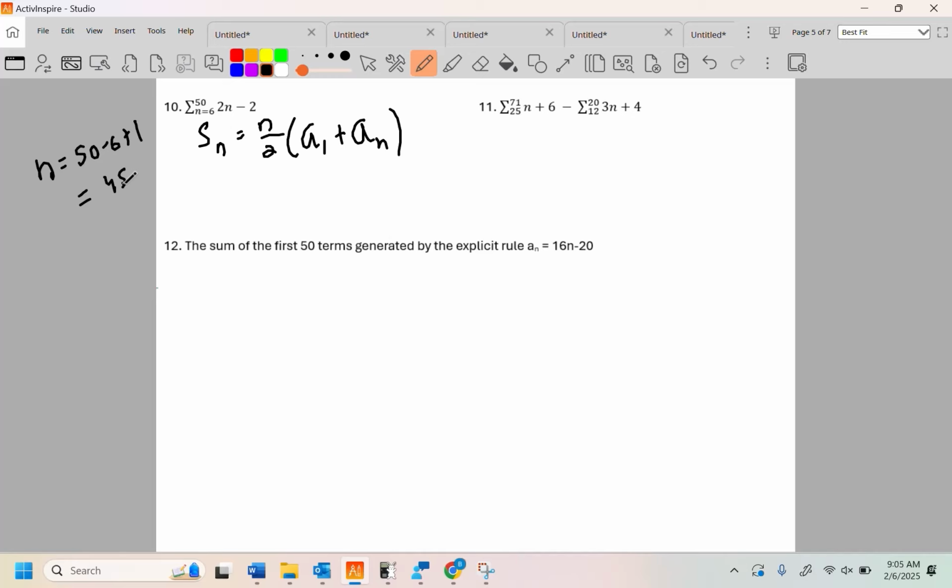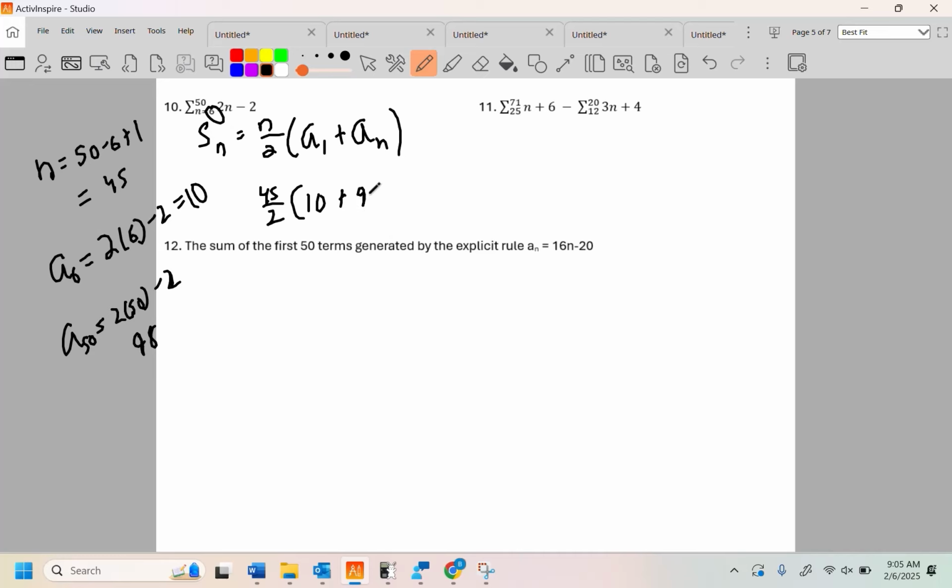And now we're going to plug things in to find the first term. The first term is actually called a sub 6. You find it by plugging in a 6. 12 minus 2 is 10. The last term is called a sub 50. You plug in a 50 and you get 98. So 45 for n. First term is 10. Last term is 98. Then you do math.